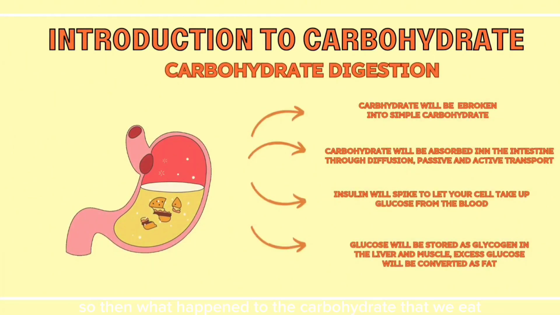So then what happens to the carbohydrate that we eat? During eating, carbohydrate will be broken down into simple carbohydrate by digestive enzymes and then absorbed into the bloodstream in the form of simple carbohydrate by passive diffusion, facilitated and active transport. Insulin will spike to let your cells take glucose from the blood, lowering the blood sugar level. Glucose will be stored as glycogen in the liver and muscle. During glycogen saturation, the body will convert excess glucose to fat.